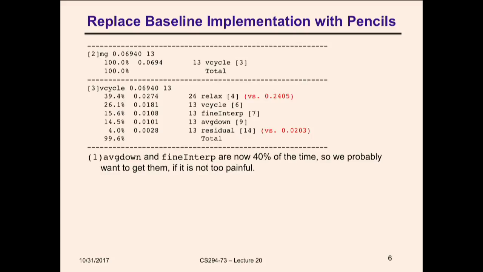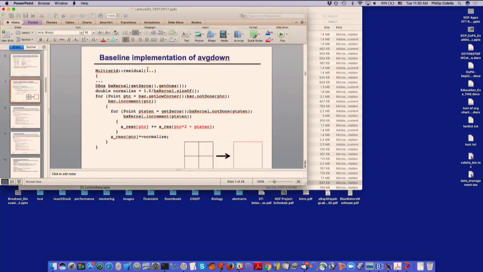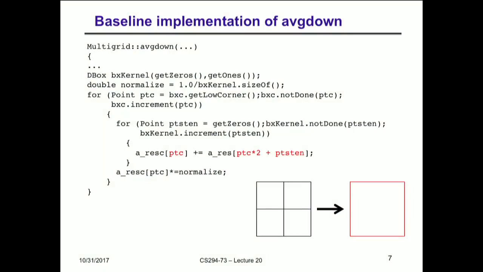So we probably want to get them if it's not too painful. So let's look at the baseline implementation of average down and see what we have to think about. This is not residual, this is average down. So what does that look like? Well, I have a box, in 2 dimensions, that goes 0, 0 to 1, 1. And then I have a normalization, which is 1 over the number of points in the box. So that's my normalization coefficient.